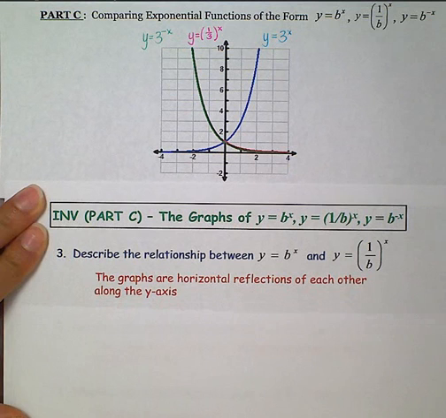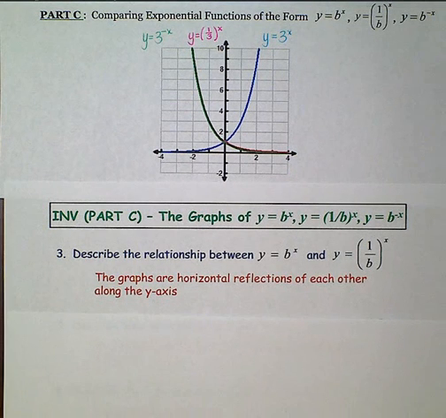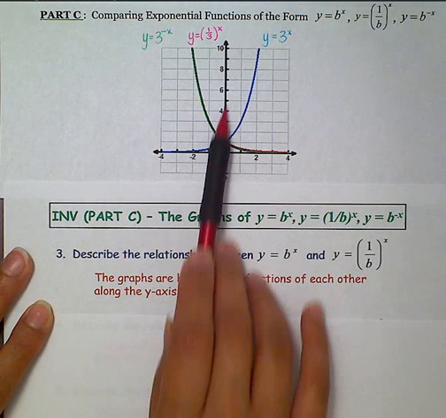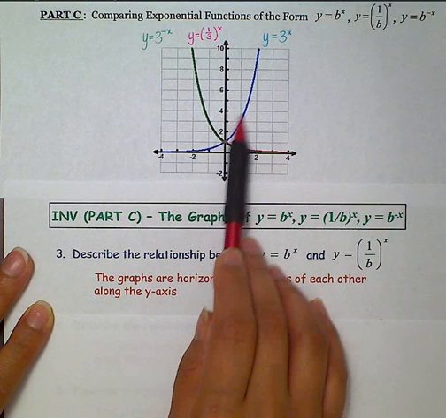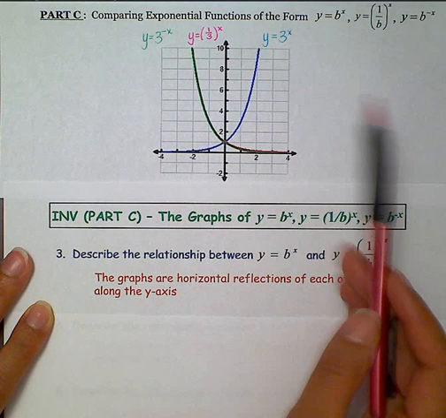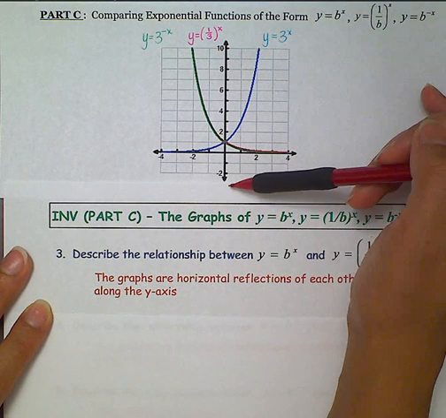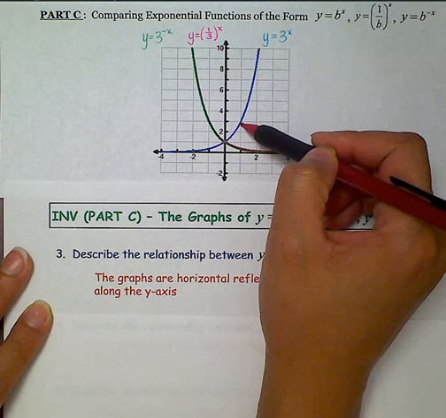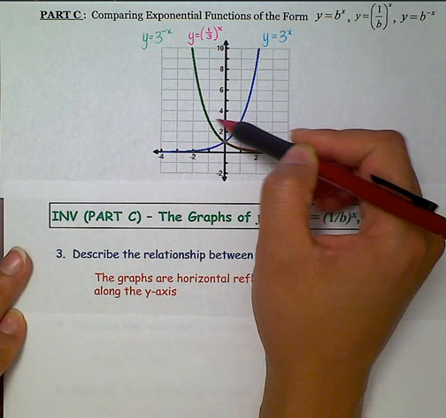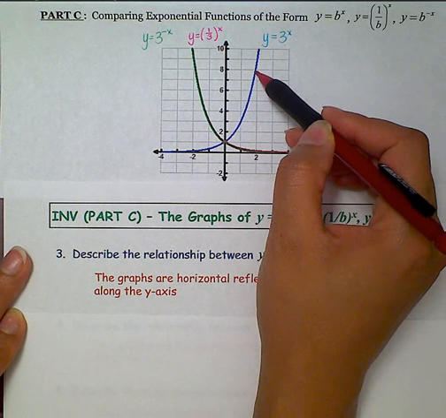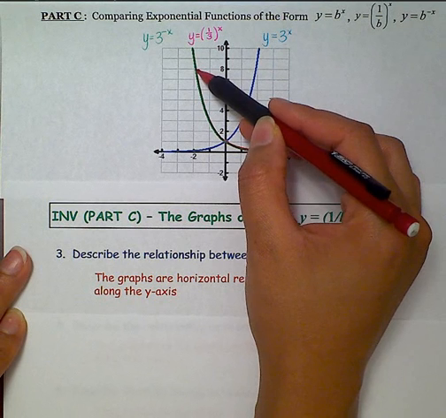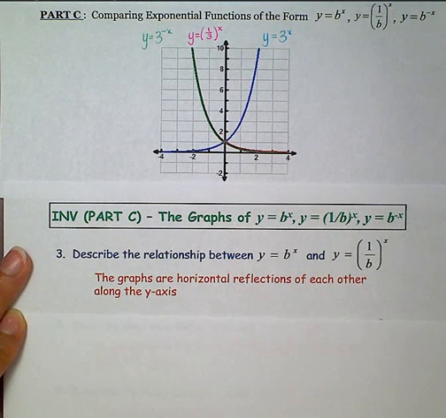You'll also notice that the graphs are horizontal reflections of each other along the y-axis. So if I use the y-axis as a line of reflection, you'll notice that each of the points reflect off of each other along the y-axis. So they're mirror images of each other along the y-axis. For example, here I have a point at 1 and 3. Over here I have a point at -1 and 3. Here I have a point at 2 and 8. Here I have a point at -2 and 8. So the x values are opposite in sign, and that's why it's called a horizontal reflection along the y-axis.